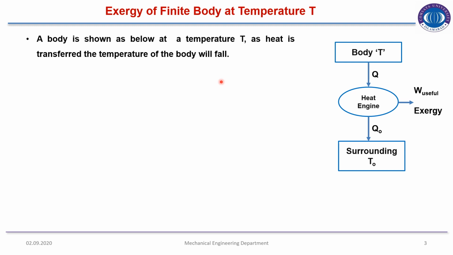In contrast to a reservoir, we have a finite body. A finite body has a limited heat content and a specific value of heat capacity. Whenever heat is added to a finite body, the temperature of the body will increase. And if heat is rejected or taken out of a finite body, then the temperature will be reduced. So here we have a finite body at a temperature of T, and whenever heat is transferred or rejected from that body, the temperature of the body will fall.